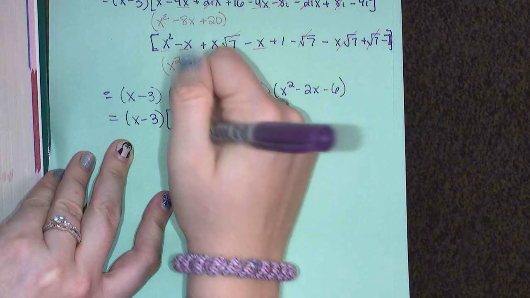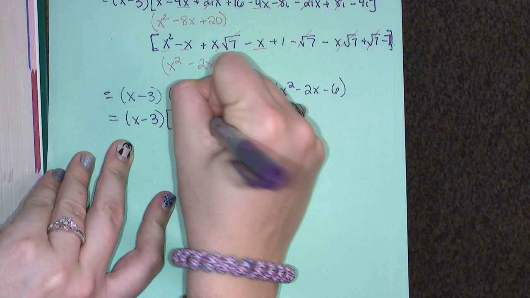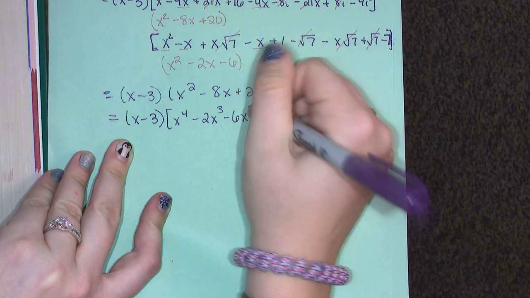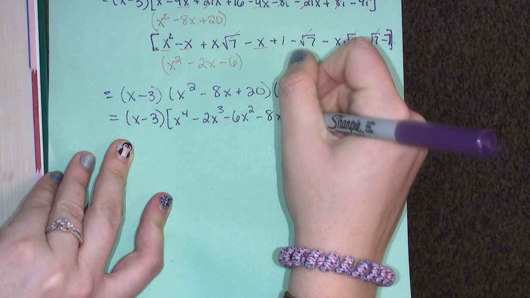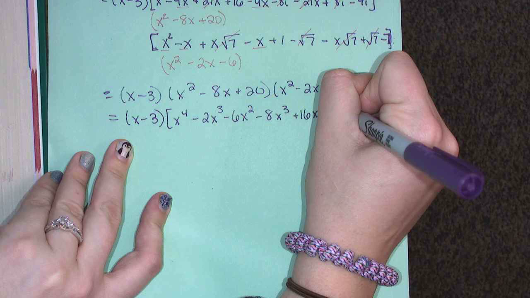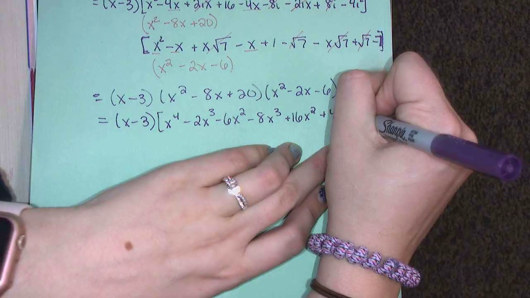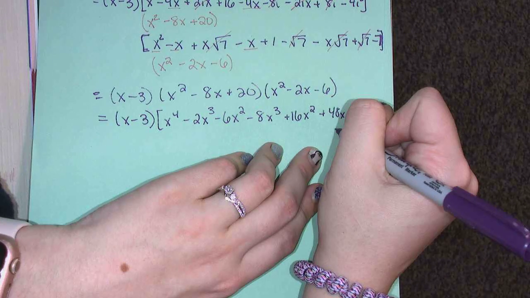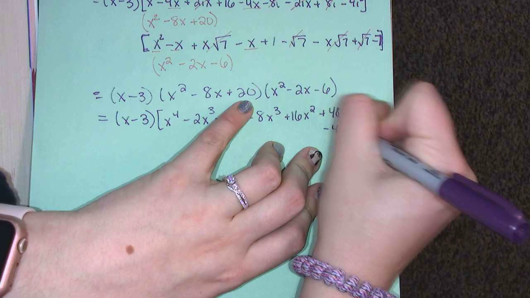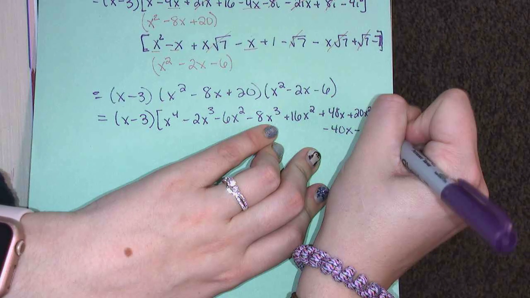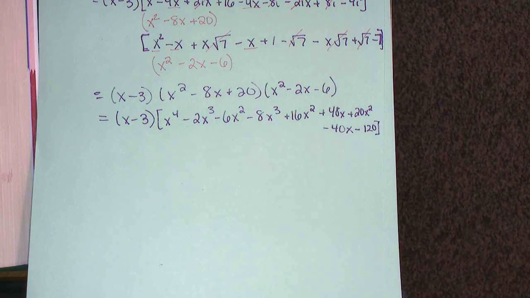So x to the 4th minus 2x cubed minus 6x squared minus 8x cubed plus 16x squared plus 48x plus 20x squared. This is not all going to fit right here, and that's really sad. Minus 40x minus 120. Okay, so then I'm going to go through and simplify all of that again, just like I did above.